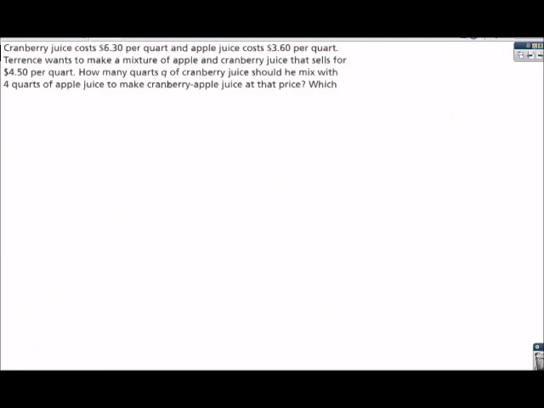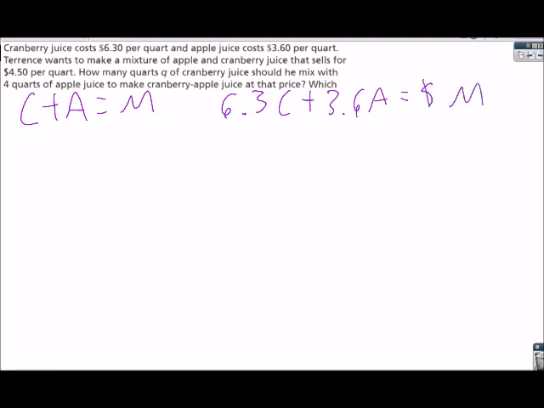So we're going to make a cran apple juice, and we're going to mix cranberries and apples to get there. So I'm going to do cranberries plus apple is going to equal mixture. And this says the cost of cranberries is going to be $6.30 times cranberries plus $3.60 times apple is going to equal the cost of the mixture. Terrence wants to make a mixture that sells for $4.50. So we're going to say $4.50 times however much mixture that we make.